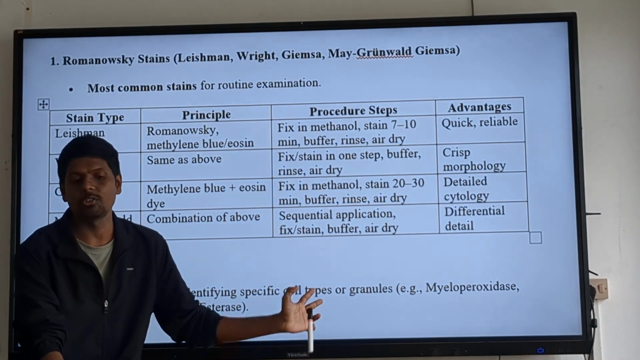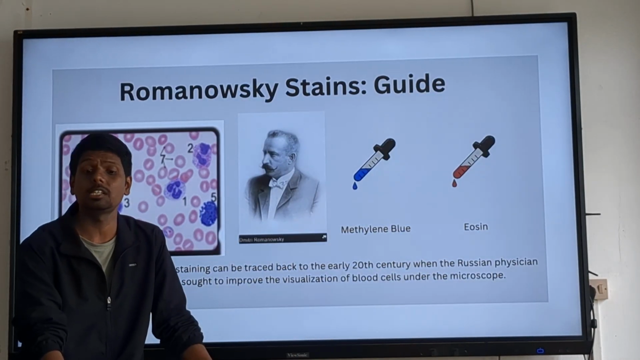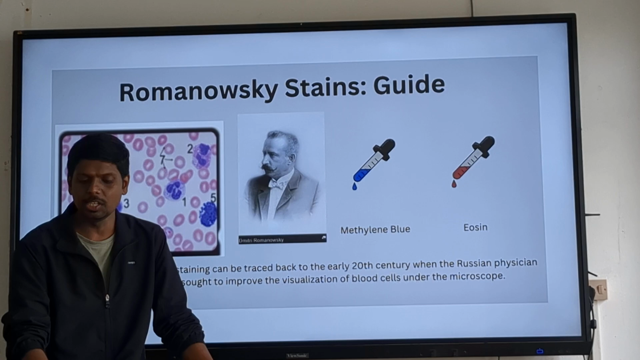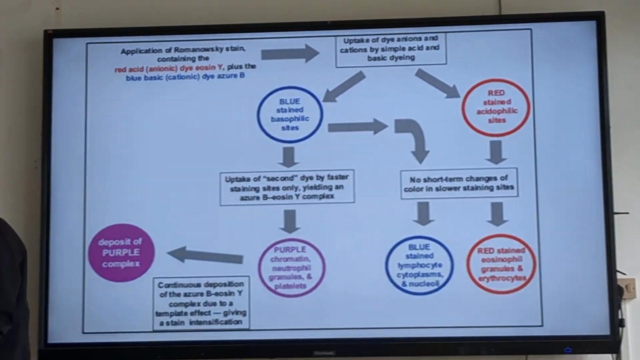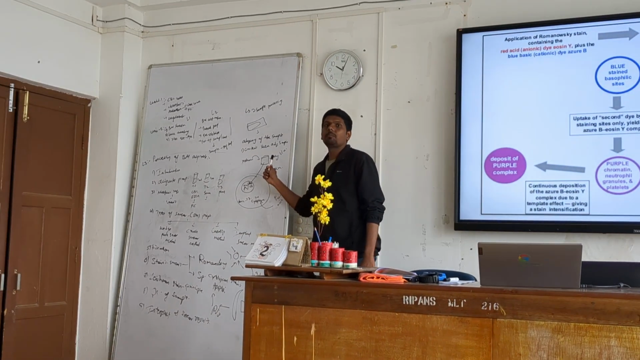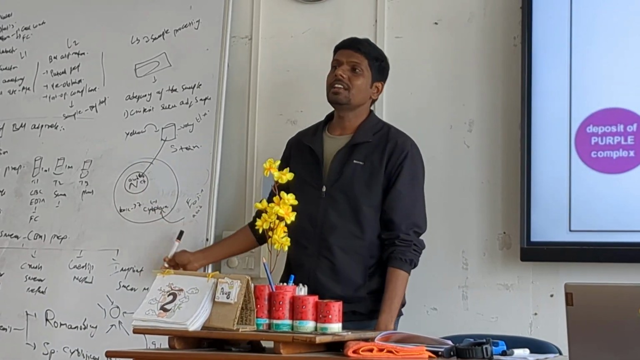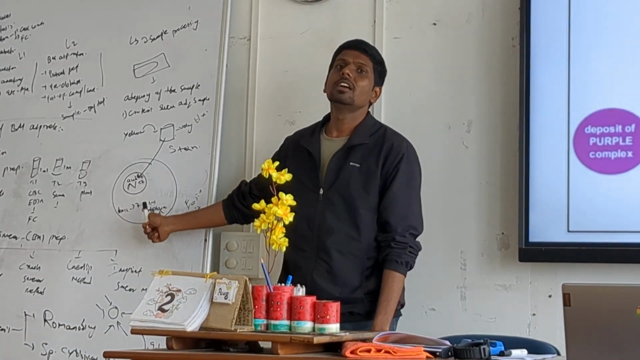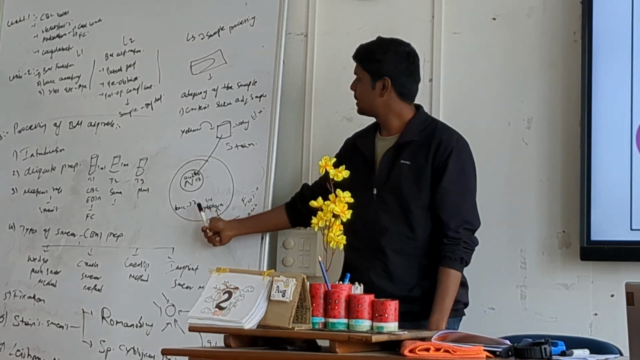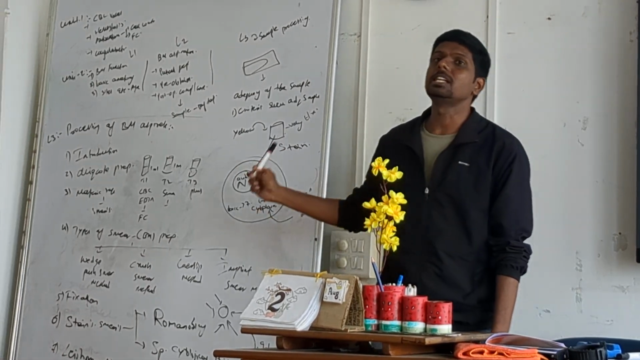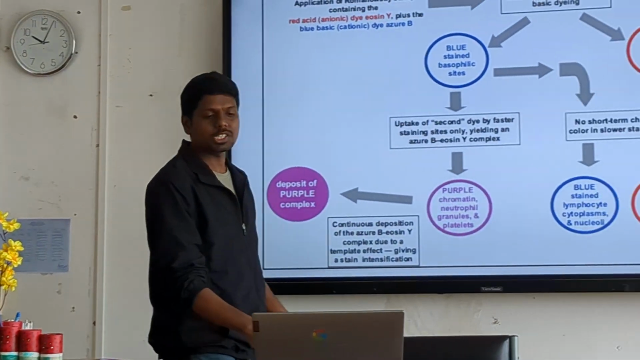Then we discussed types of Romanowski and cytological stains, and we discussed the principle of Romanowski. What is the principle of Romanowski? Basic dye or basic stain will stain the acidic part of the cell, and acidic stain will stain the basic part of the cell. That is the basic principle of the Leishman stain.